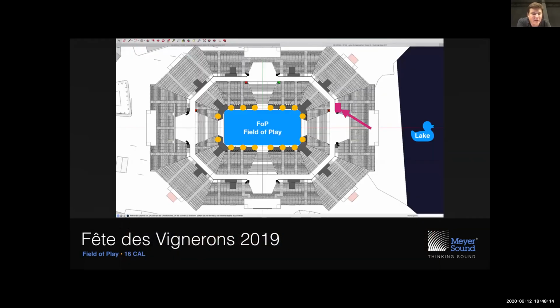That's the field of play. So there's 2 rings of cows. The first ring has 16 cows. I'm gonna move quite fast because we discussed this in a previous webinar. 16 cows. The pink square is the mixing position.